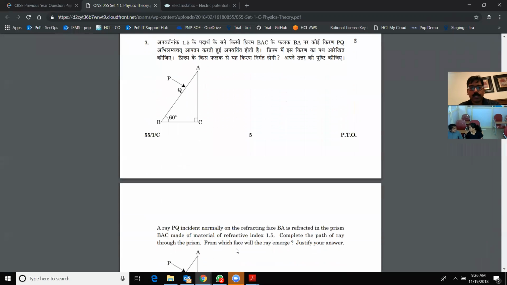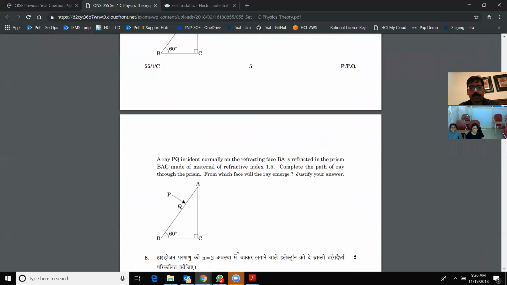We will take this last question, which is about refractive index. A ray PQ incident normally, meaning perpendicular, on the refracting face BA in the prism BAC made of material of refractive index 1.5. So the refractive index is of the material that is inside this ABC. Complete the path of the ray through the prism. From which face will the ray emerge? Justify your answer.